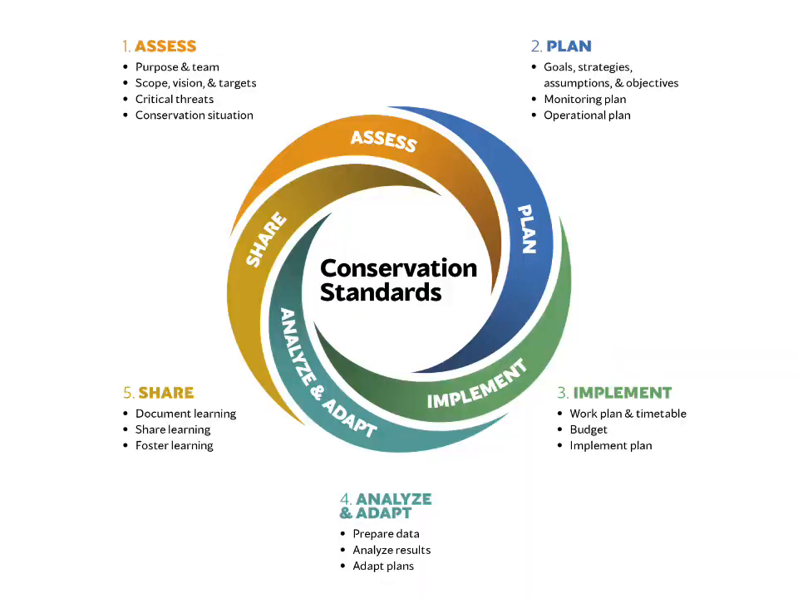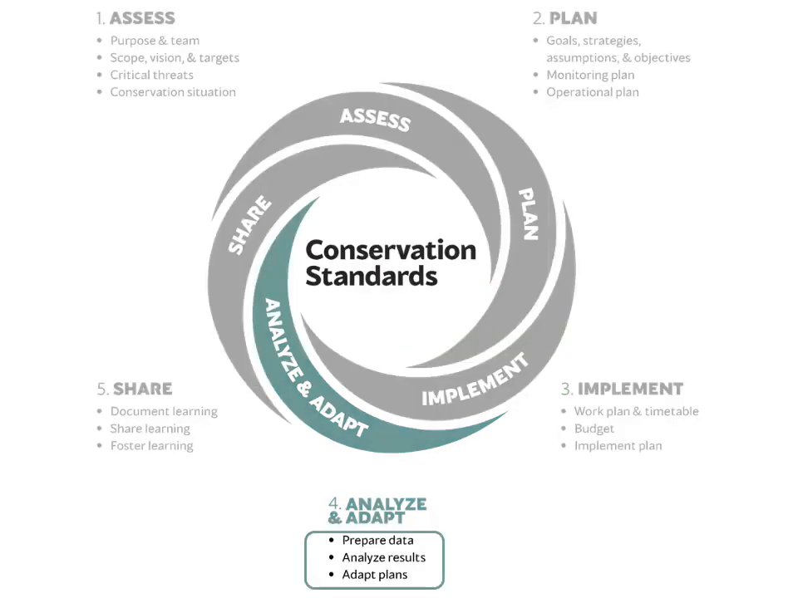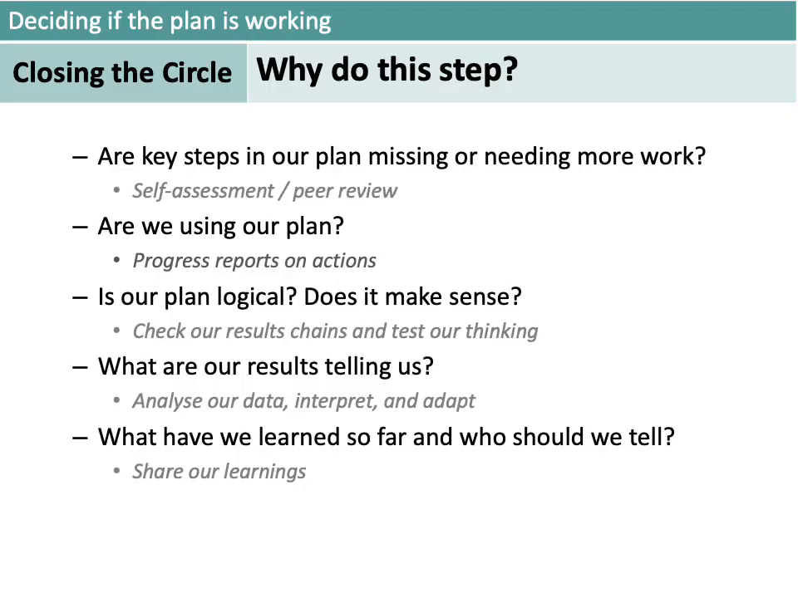So, we're really coming to the end of going round the cycle of the conservation standards. Step 4 is analysing and adapting your plan, and it has several components: preparing data, analysing results, and then adapting your plan. What are some of the key reasons we do this step? Really to answer the following questions.